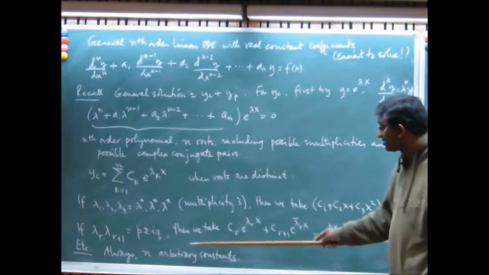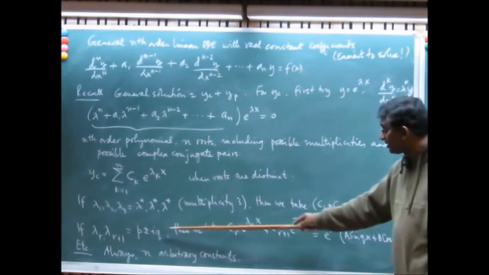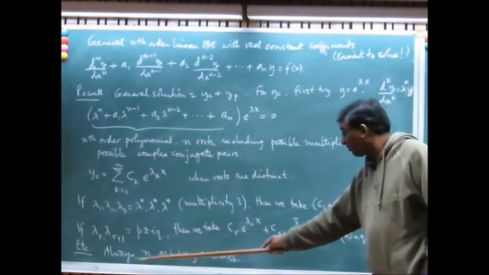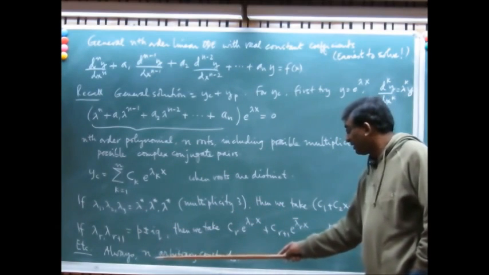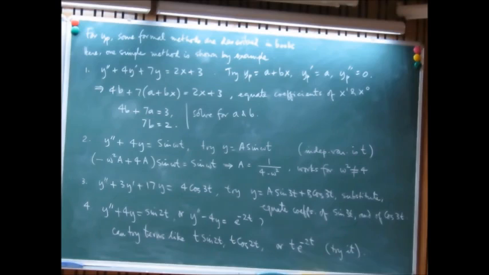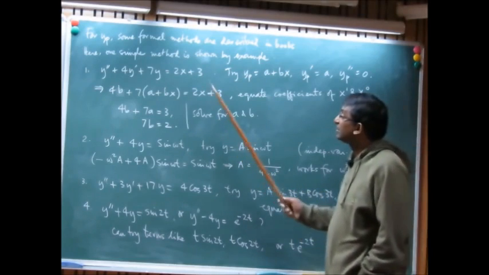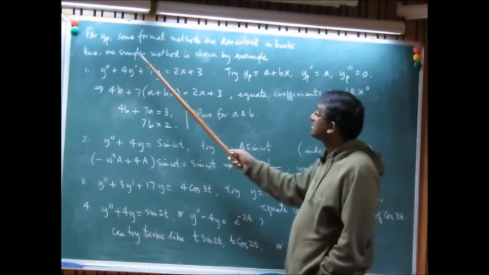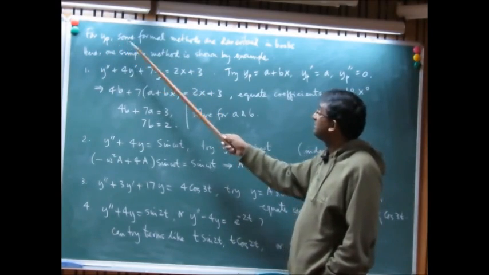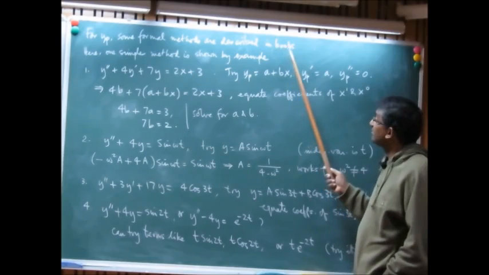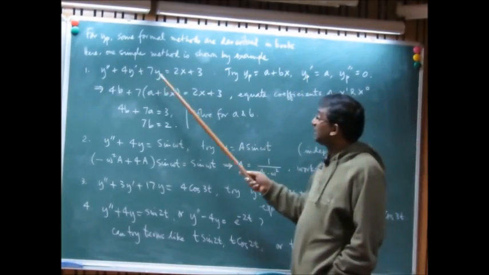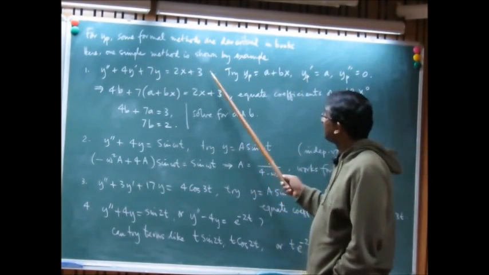But in either case, whether there is multiplicity, whether roots are complex, you can see always you will have n arbitrary constants. We have determined the complementary solution yc. To find the particular solution yp, some formal methods are described in books. Please look at them. Here I am talking about one simple method.